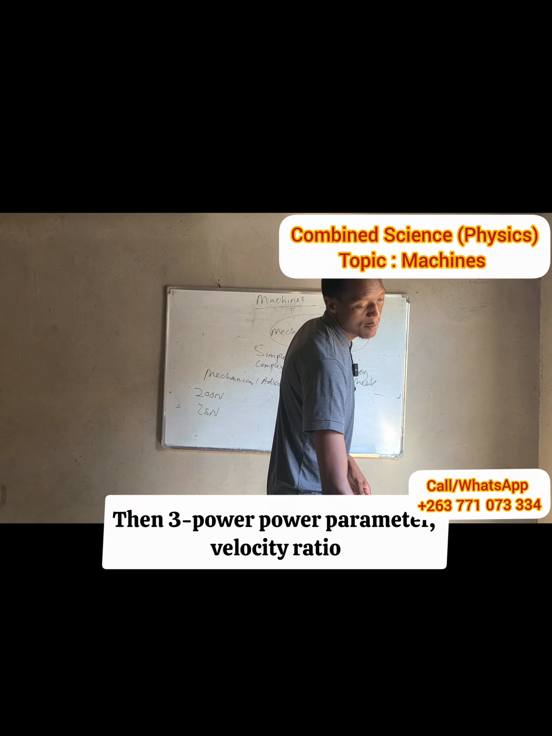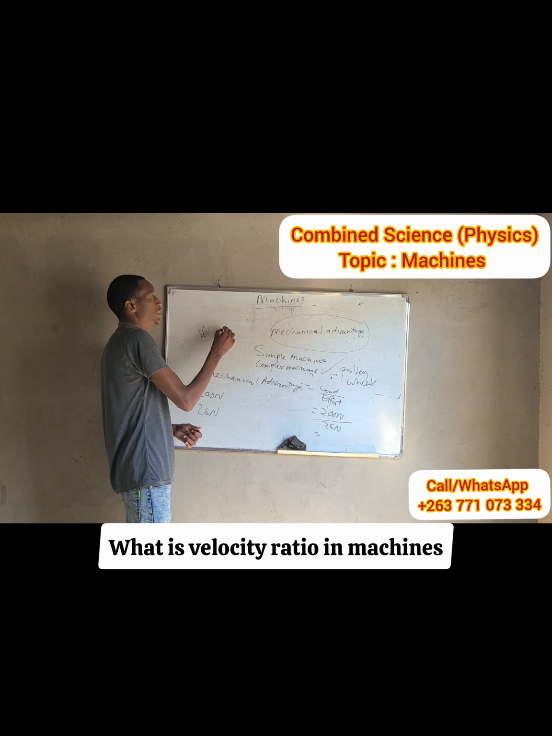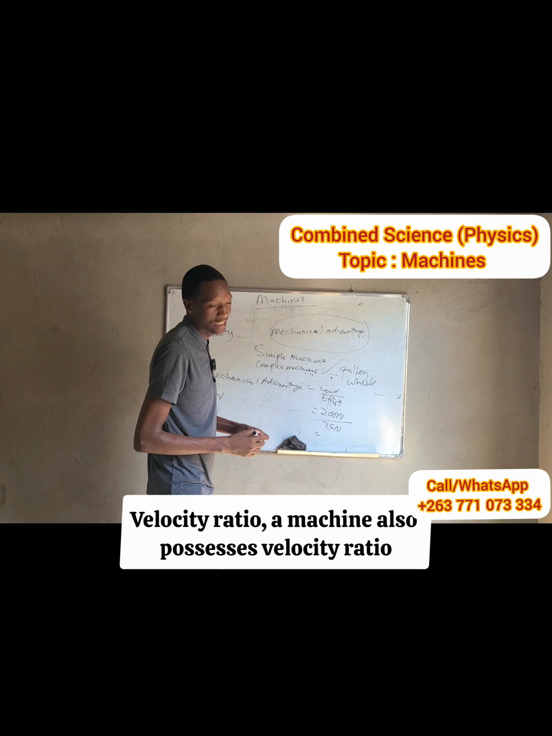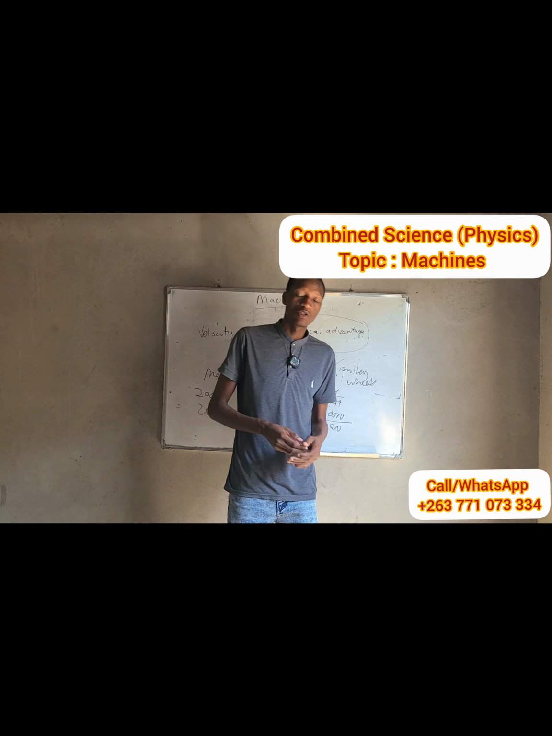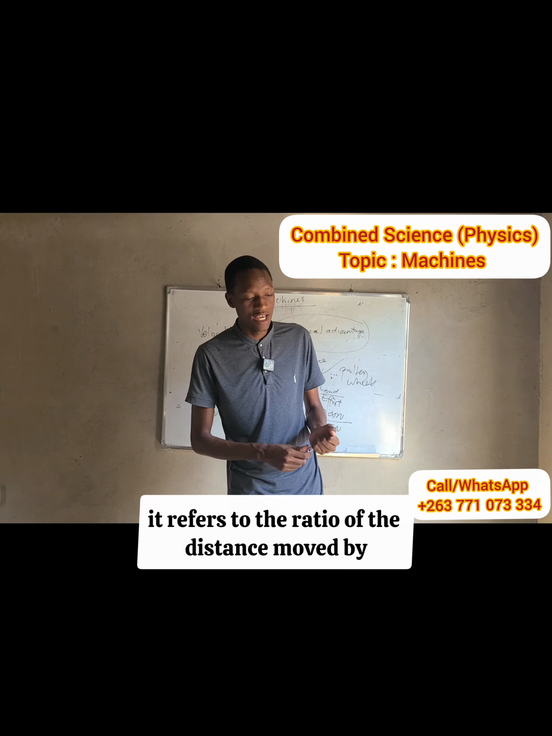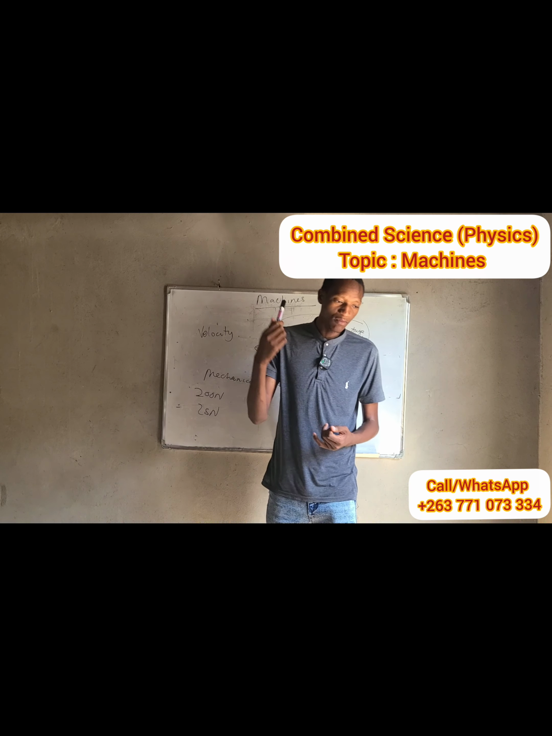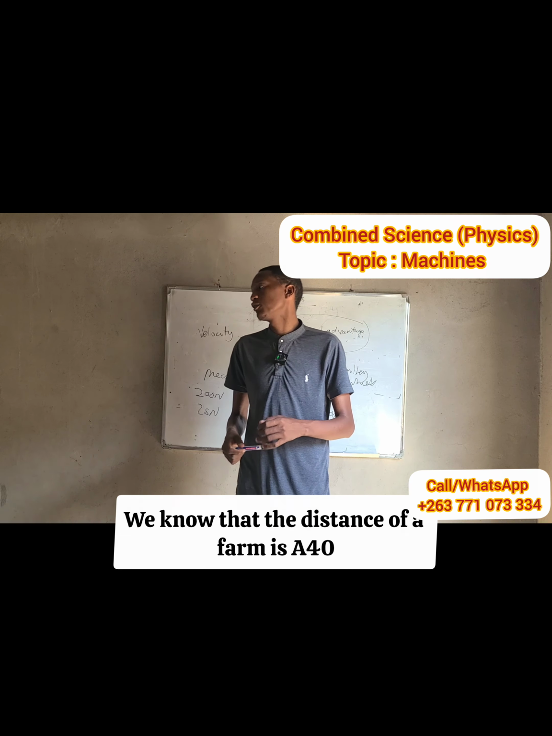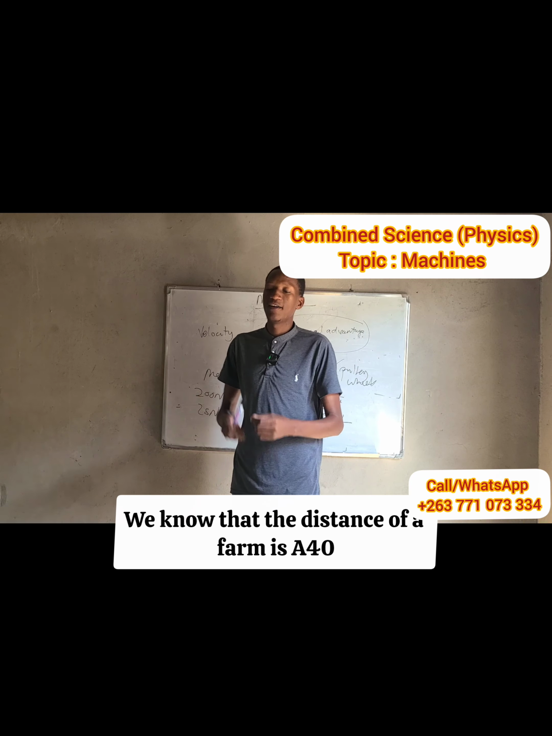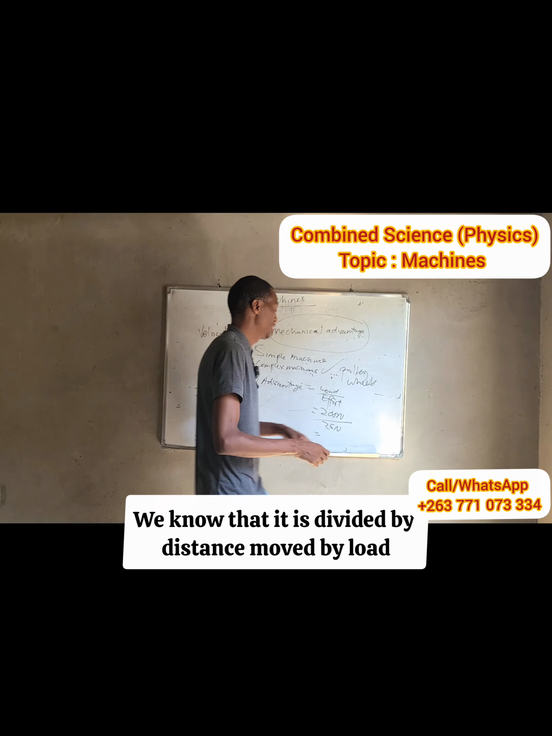Then tiri papo pamaita velocity ratio. What is velocity ratio in machines? A machine also possesses velocity ratio. Velocity ratio refers to the ratio of the distance moved by effort to the distance moved by load. Tikutsvaga kuti distance yafambwa ne-effort yakakura sei divided by distance moved by load.